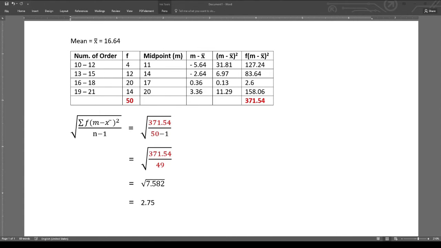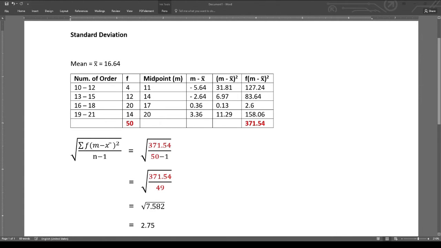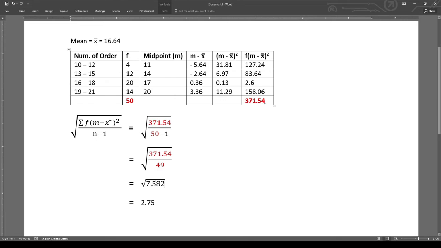Let's get right into it. Let's solve the question for standard deviation. This is our total of f times midpoint minus mean square. Okay, so to solve the problem, I will use this equation. Inside this equation, we have total of frequency times midpoint minus mean square over n minus 1.